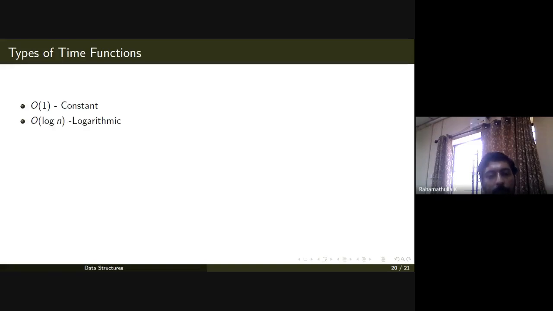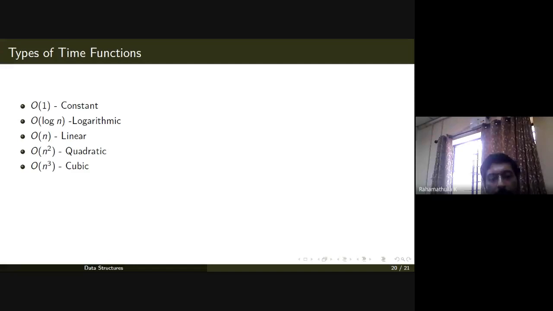Another type of time function is log n, logarithmic. We have seen examples. Another is linear, order of n. If you traverse through an array for doing something, like the sum of all the values in an array, or finding the average value in an array, these sorts of problems will take linear time. Order of n square, quadratic: to take the sum of two matrices, that will take quadratic time.